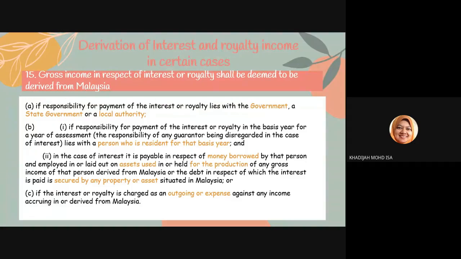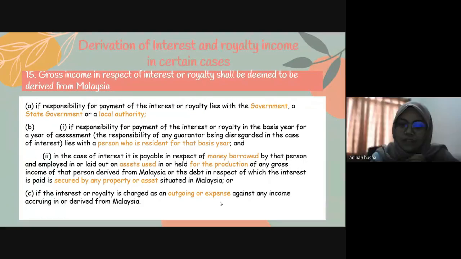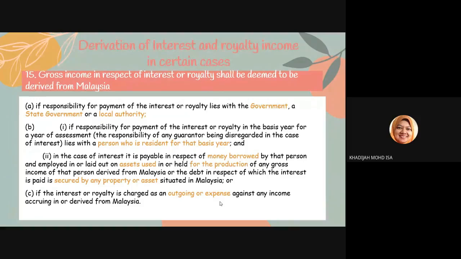I rephrase. Who actually received the interest income? We have two companies. One is a Malaysian company. The other one is a Taiwan company. So, in the example given by Sarah Rose, who? Taiwan, because Taiwan receives the interest income from the Malaysian company.